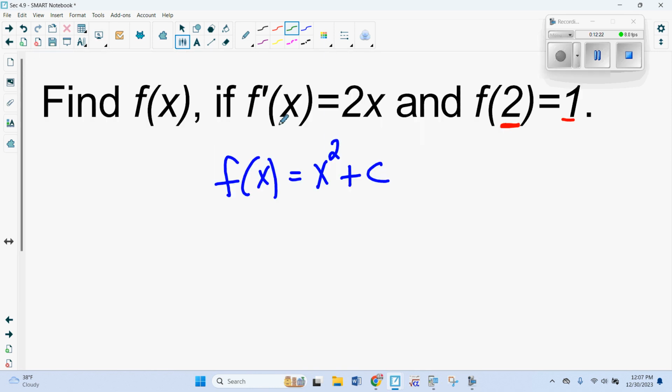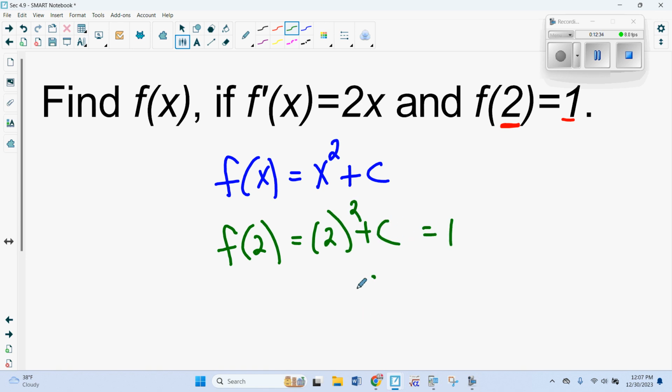That's too hard. So what we know is if f of x is x squared plus c, f of 2 is 1, we can say f of 2 is 2 squared plus c equals 1. So c is negative 3. So that tells us that our function is x squared minus 3.